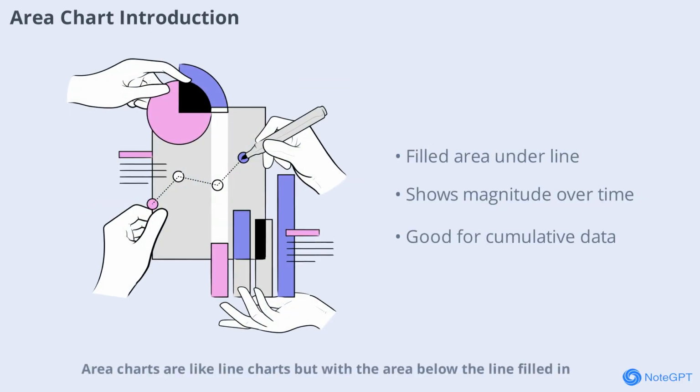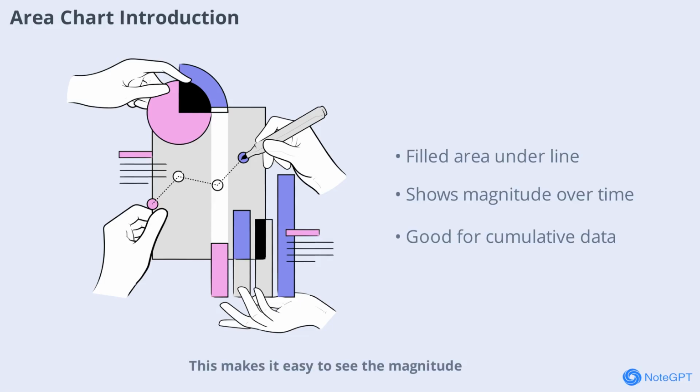Area charts are like line charts but with the area below the line filled in. This makes it easy to see the magnitude of values over time and compare multiple data series. Area charts are great for showing cumulative totals or emphasizing the volume of change. They're commonly used for financial data, population growth, or any scenario where you want to highlight the total value over a period.